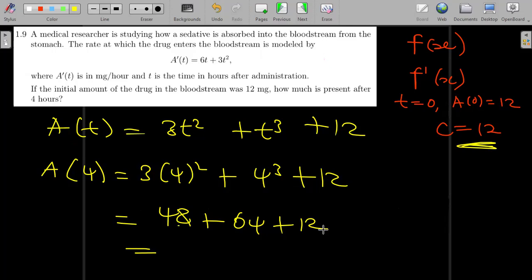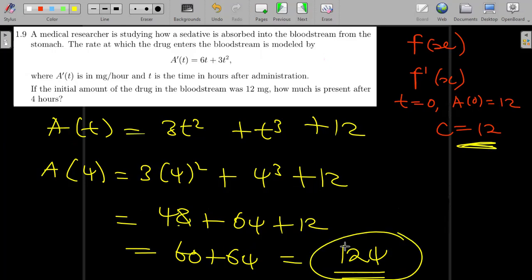Okay, so 48 plus 12, that would be 60. 60 plus 64, that would be 124. Okay, so the amount present after 4 hours will just be 124 milligrams.